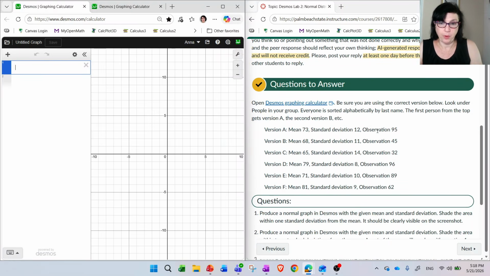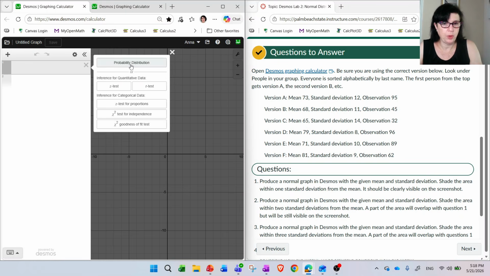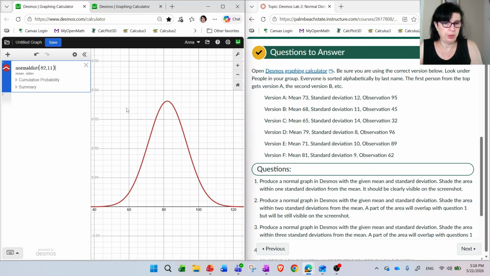In this question, what we want is to look at the normal distribution and study its properties. I will take another normal distribution, not the one that's here. And I do that by clicking on the plus sign, going to inference, and then clicking on probability distribution. Now, over here, you're going to put your mean and standard deviation. I am going to choose a different one. And let's say I'm going to choose 82, and let's say my standard deviation is 11. I'm going to click Create Distribution.